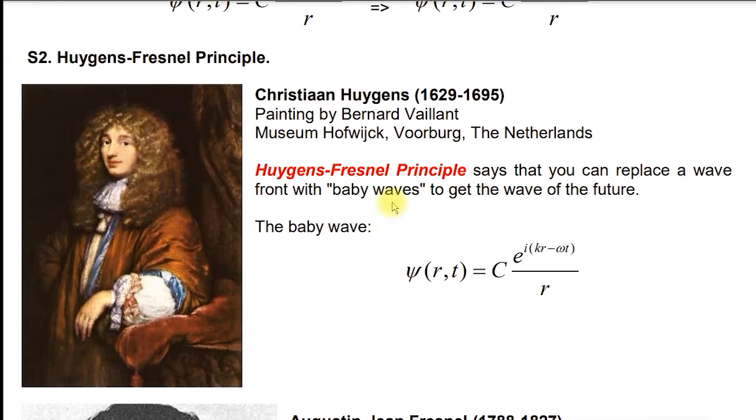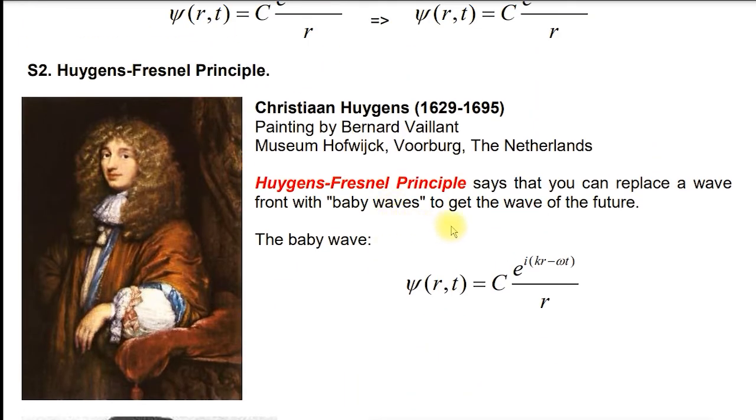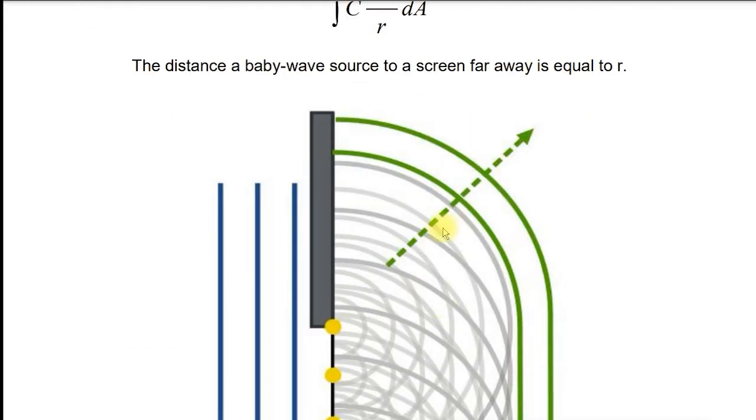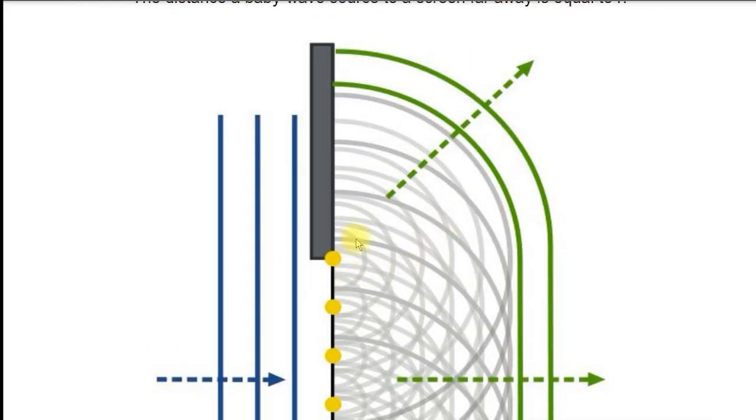It's nice to know the Huygens-Fresnel principle, that each point on a crest or a wave front becomes its new wavelet, and then that gets you the evolution into the future. So I call those the baby waves.